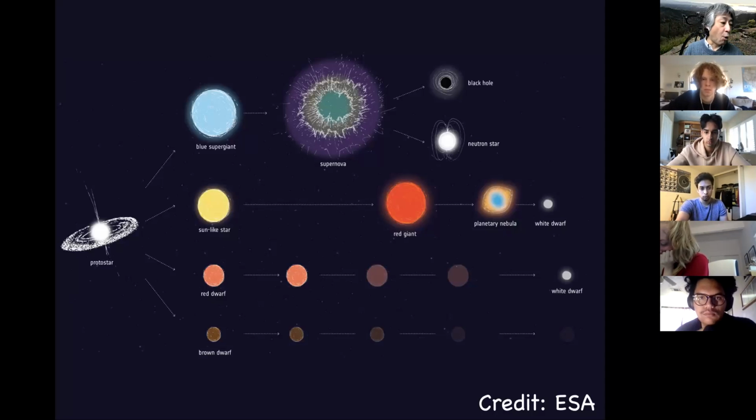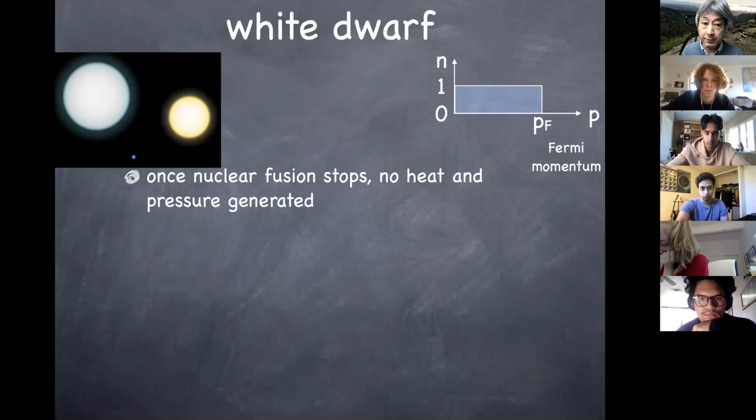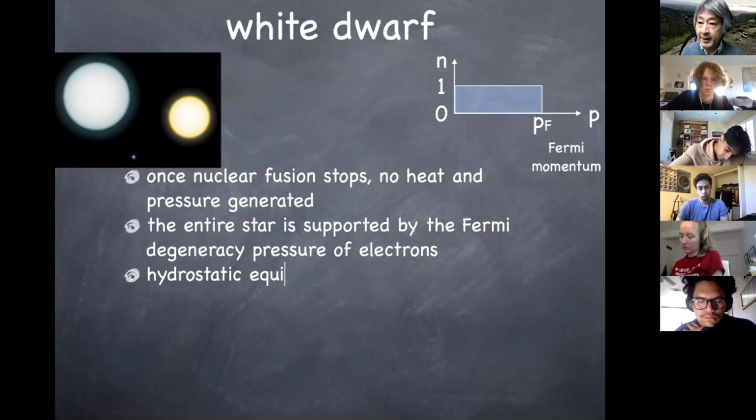And it turns out that the whole star can be sustained because of the Fermi degenerate pressure. And if you do the math, then you can actually work it out. Once nuclear fusion stops, no heat and no thermal pressure is generated, but just being this Fermi degenerate gas, it already comes with the so-called degeneracy pressure. So that can sustain its finite density, and that can lead to hydrostatic equilibrium.